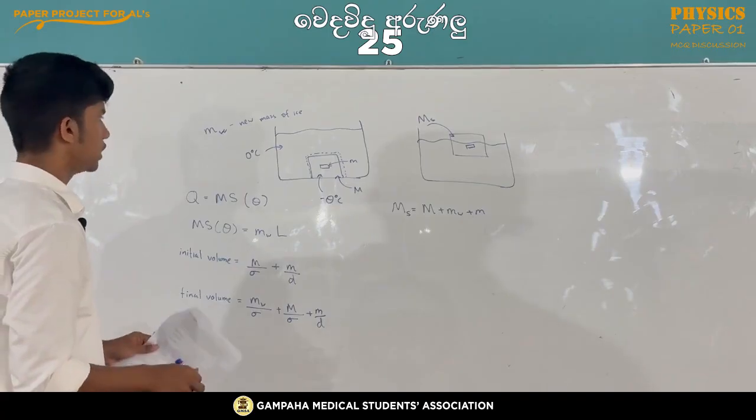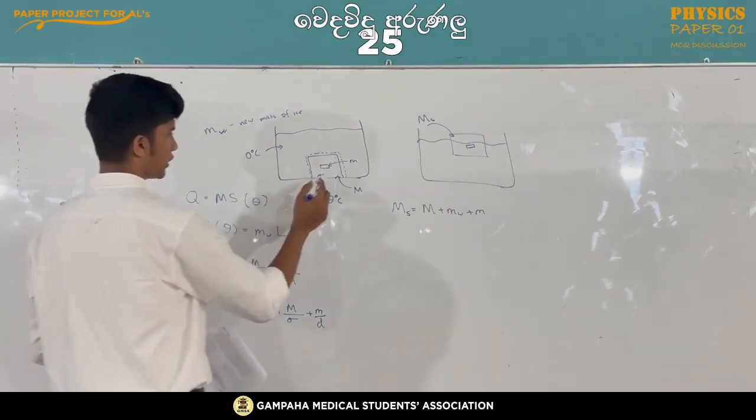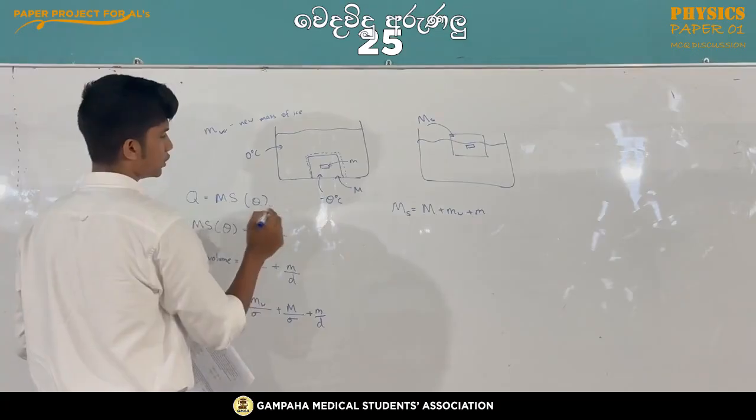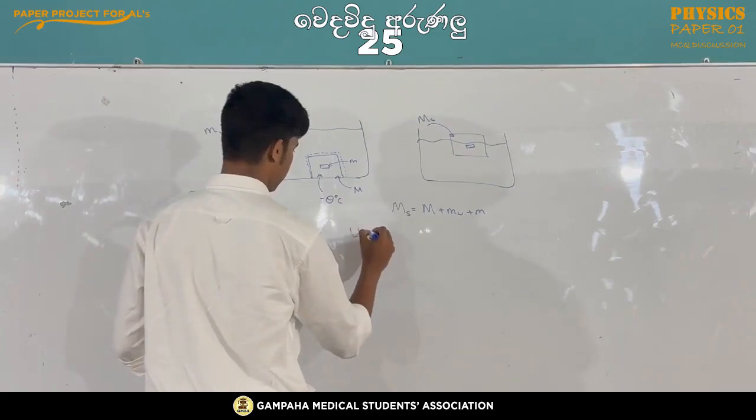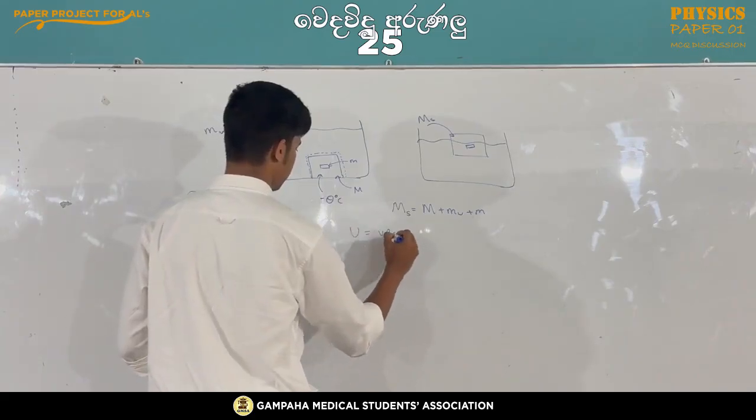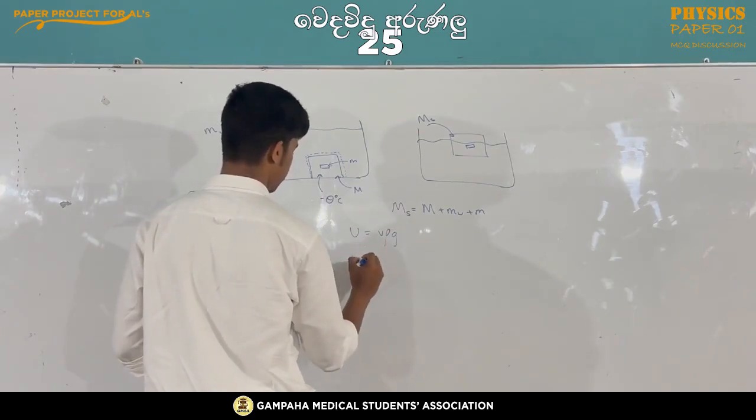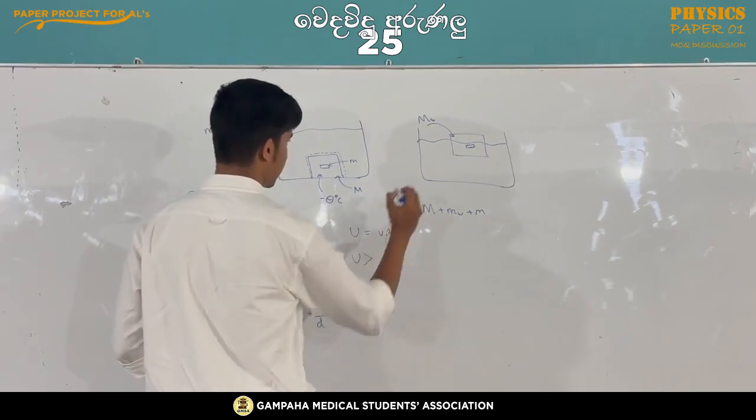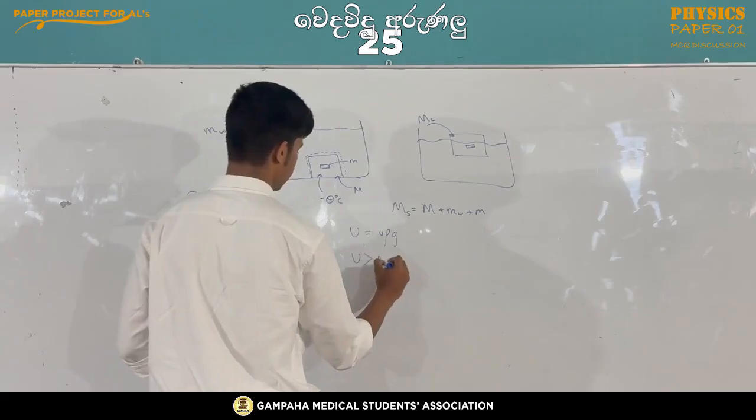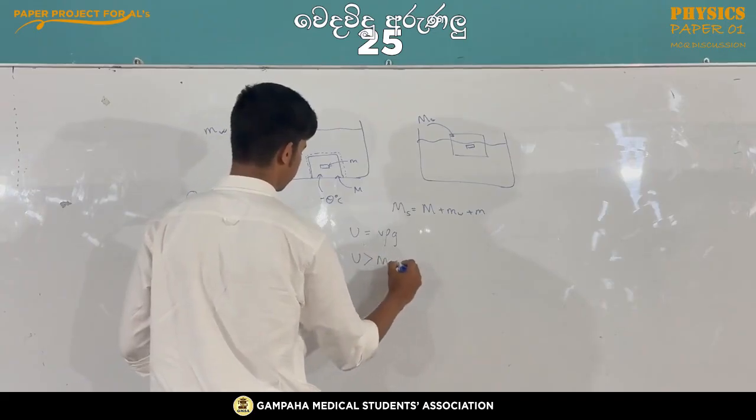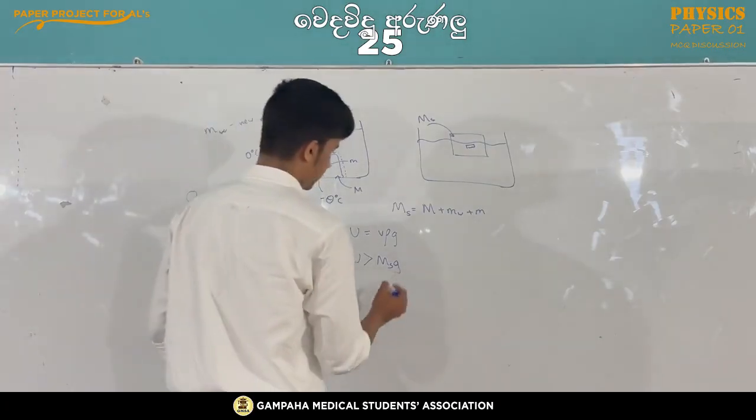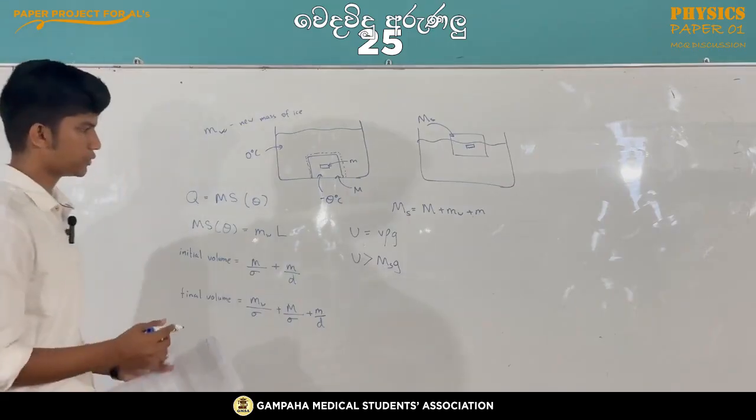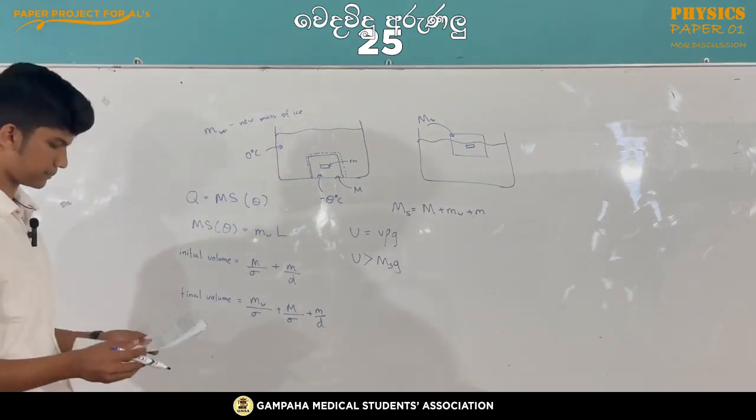Thereafter, the upthrust that is acting on the ice block will also be changed. So then upthrust will be equal to V rho g, as you know, and then the upthrust should be greater than the final weight of the ice block. So we can use these two expressions and substitute in the values to find the final expression.